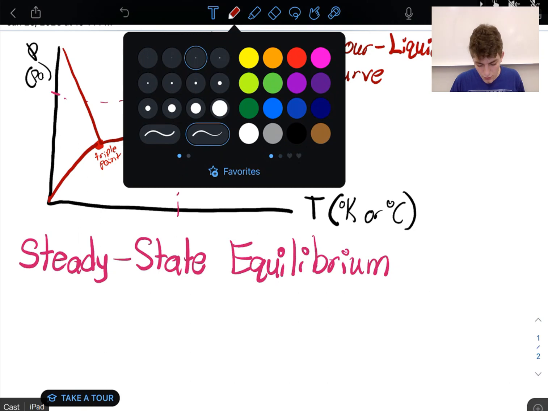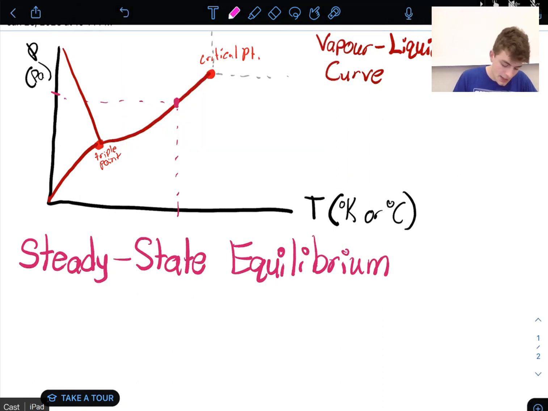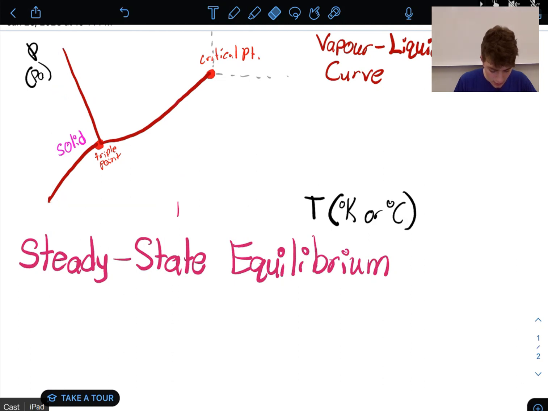All right, cool. So I'll label our different regions of our graph here. This will be our solid region. Any pressure or temperature combination will result in a solid in there. This guy, oops.